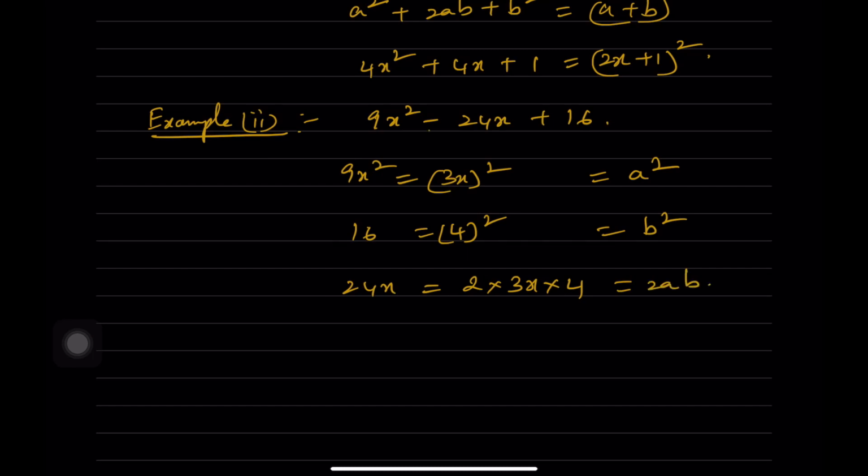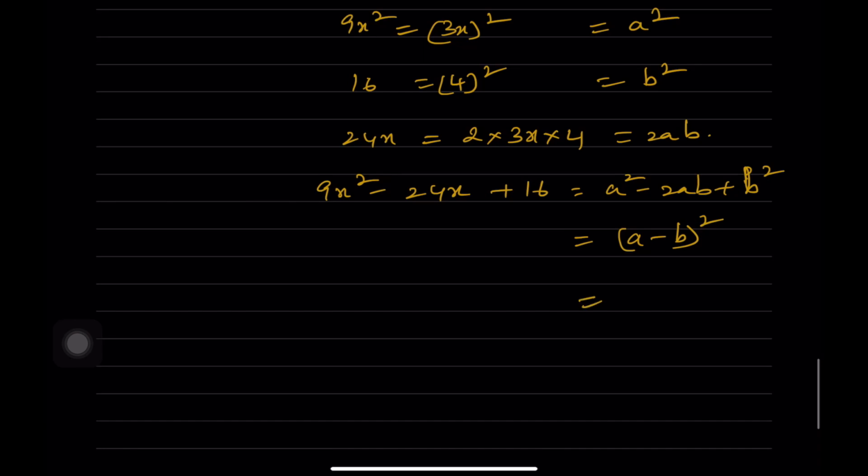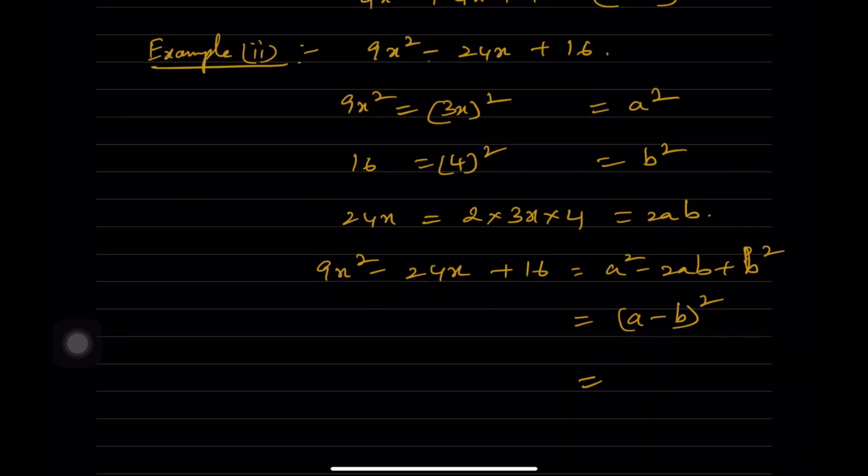So this is nothing but a square, this is b square, and this is 2ab. But you're having a minus sign here, so 9x square minus 24x plus 16 is of the form a square minus 2ab plus b square. So what is this? a square minus 2ab plus b square is nothing but a minus b whole square from the identity. What is a for us over here? a square is equal to 3x whole square, so a is equal to 3x, and b is equal to 4. So it becomes 3x minus 4 whole square. Got it? Because you're writing it in this form. So this is the answer for this.